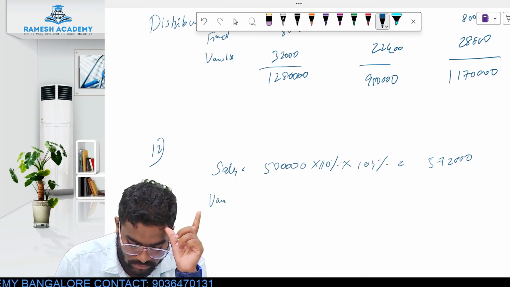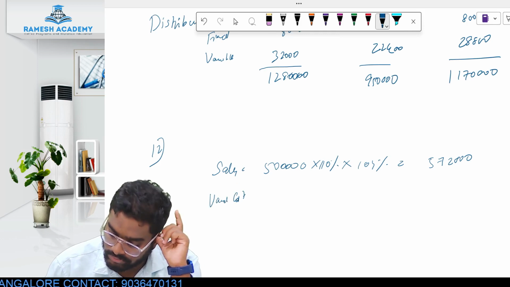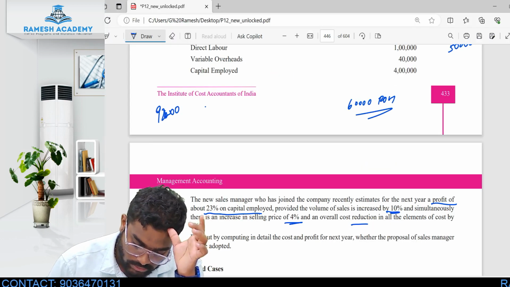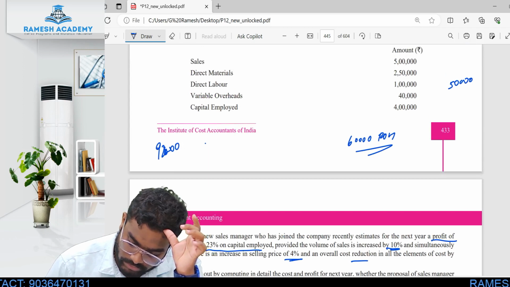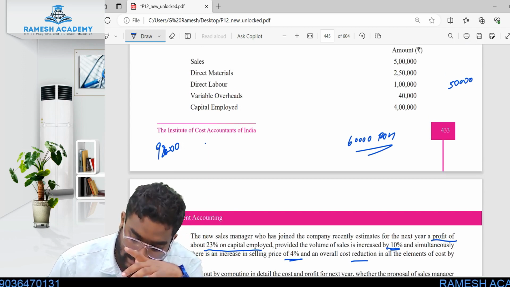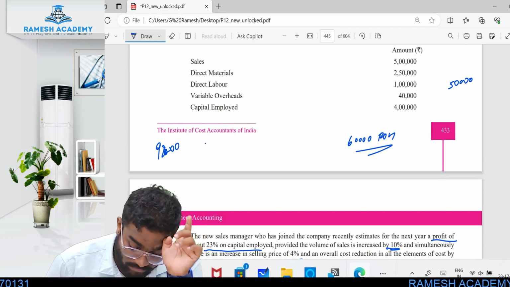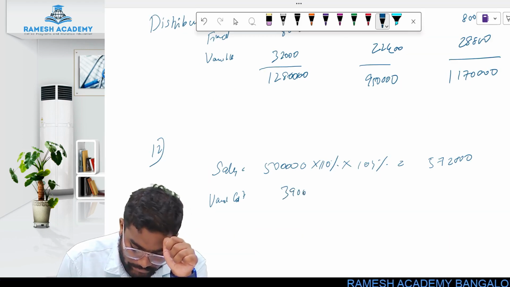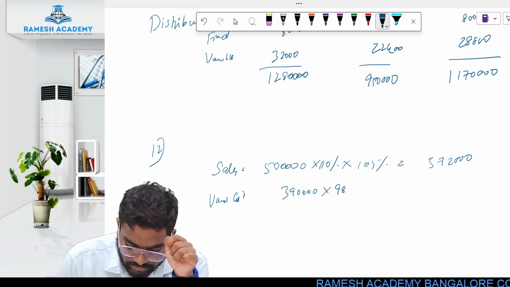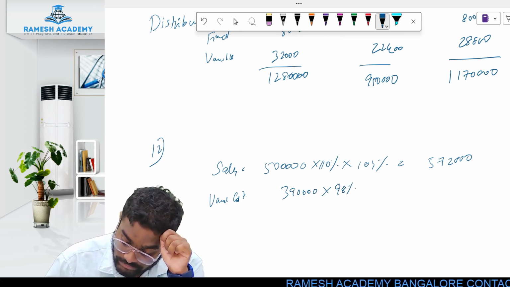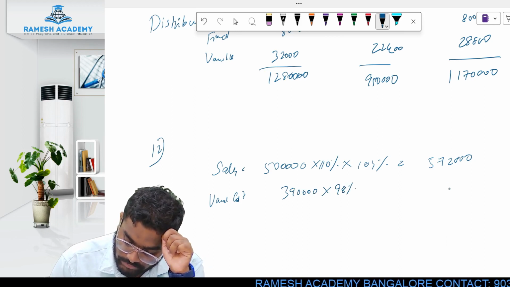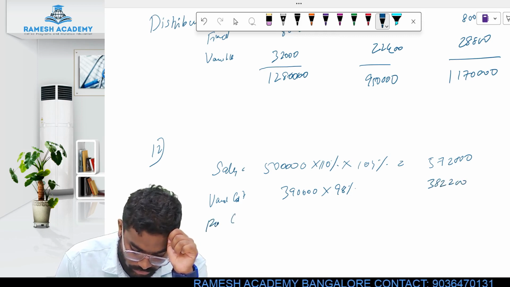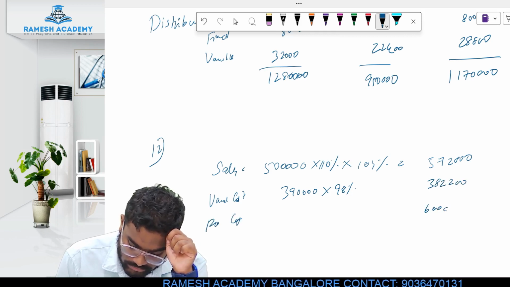So variable cost, how much was it? I'll just add it up, all the variable cost together. Okay, so 2 lakh 50 plus 1 lakh plus 40,000, 3 lakh 90, but there is a reduction of 2%. So 3 lakh 90 into 98%, because there is a decrease, into 0.98, which is 3,82,200. So fixed cost is as usual 60,000 as calculated.